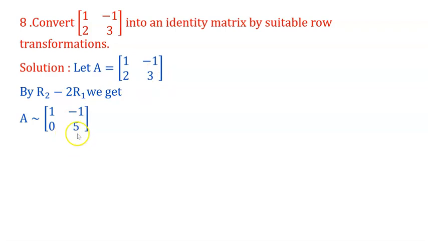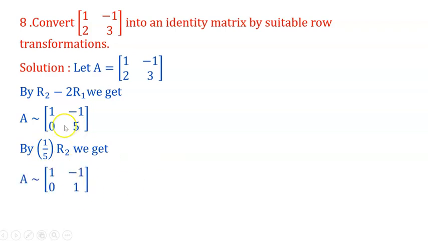Next, make this 5 a 1. Therefore, by transformation 1 by 5 R2, we get the change in the second row. First row as it is, 1 minus 1. Next is 1 by 5 R2. Therefore, here you will get 1. 5 into 1 by 5, here you will get 1. Therefore, A changes to 1 minus 1 0 1.